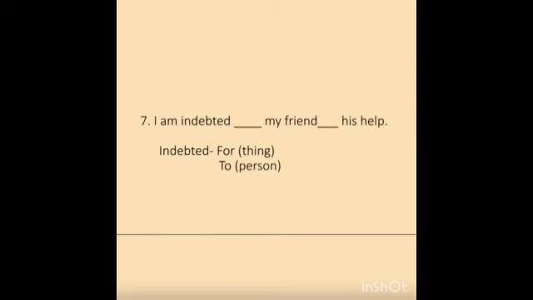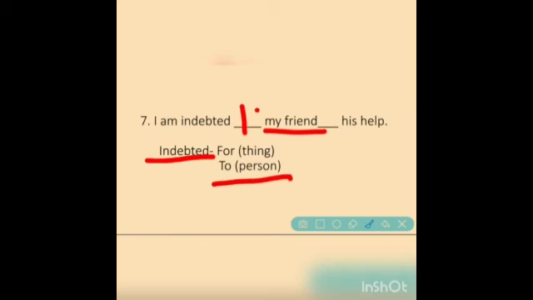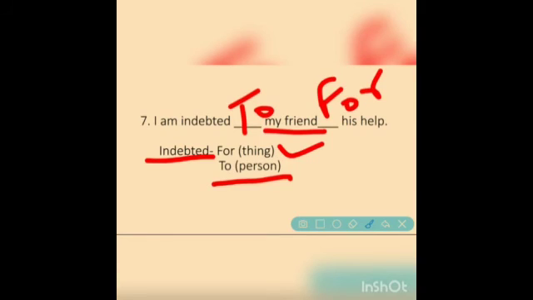I am in debt dash my friend dash his help. The word used here is in debt. Now what is the meaning of in debt? In debt means owing something or showing gratitude towards somebody for their help. So here I am showing gratitude to a person. That's why automatically to my friend. Dash his help. That means he has helped me. That is why I am saying for his help. So I am in debt to my friend for his help.